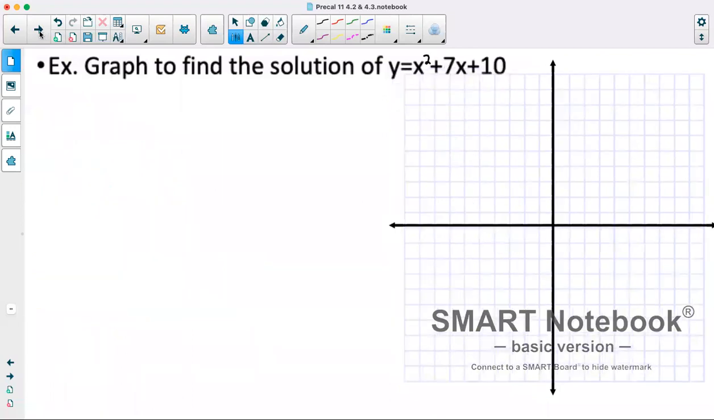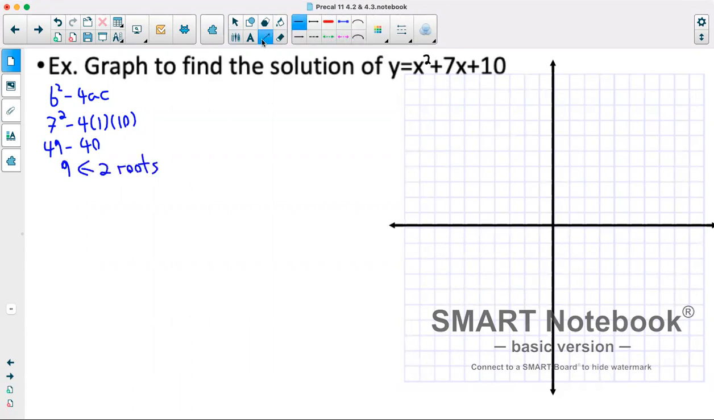Okay, next graph to find the solution of x squared plus 7x plus 10. Okay, so once again, start with our b squared minus 4ac. So we have 7 squared minus 4 times our a value of 1 times our c value of 10. So we have 49 minus 40. So that would be 9. So we know we have 2 roots.